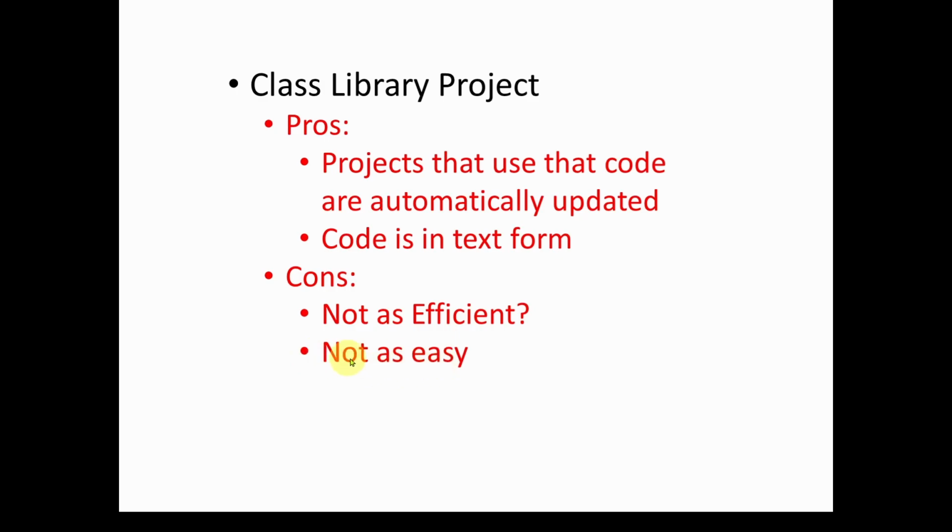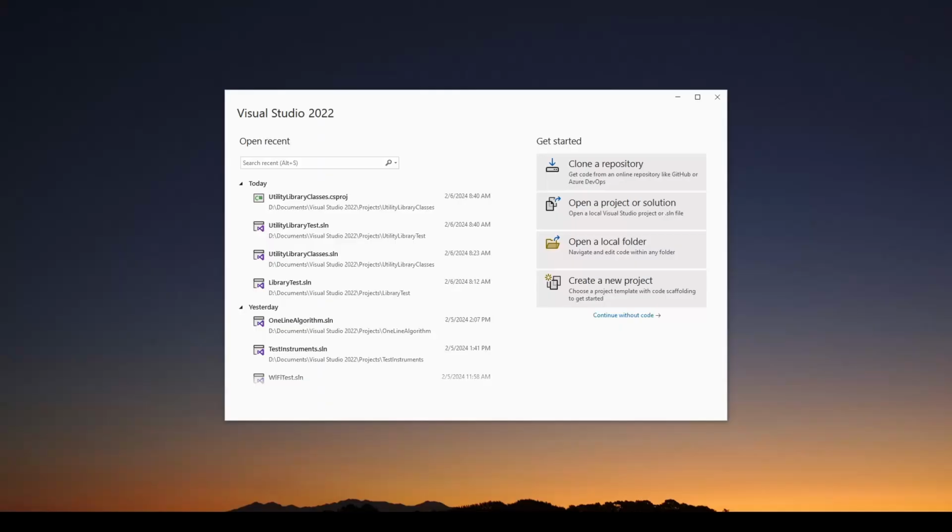But definitely it's not as easy as just taking a text file, copying and pasting into a project. Here you have to do some setup, and we're going to talk about this next, how you can set up a class library project so that any projects that refer to it are automatically updated. There is some work involved, so you may decide it's not as easy and not desirable, but we're going to show you how to do it.